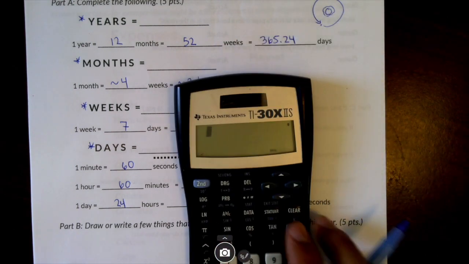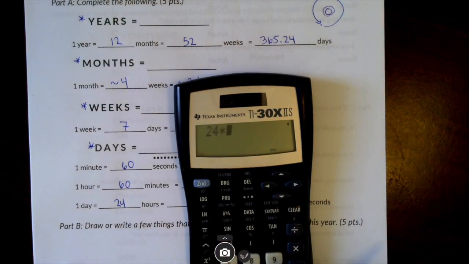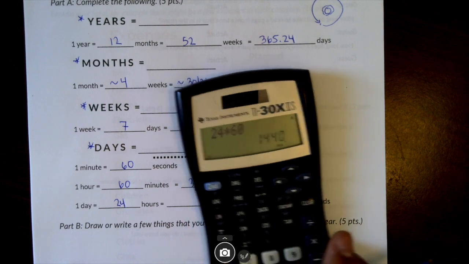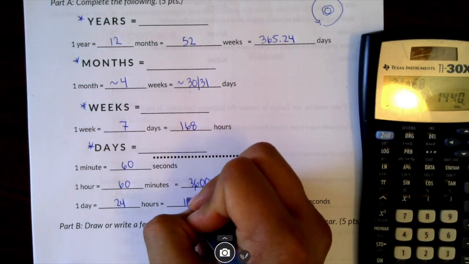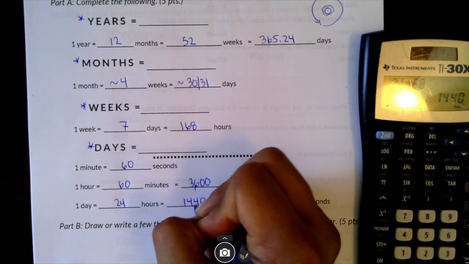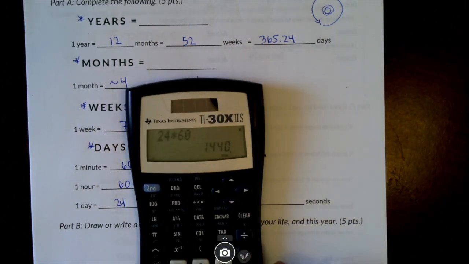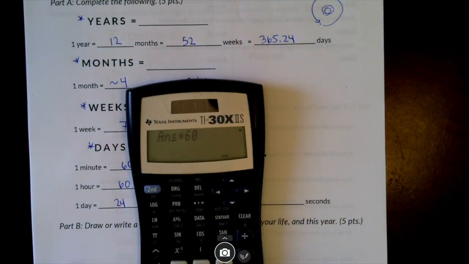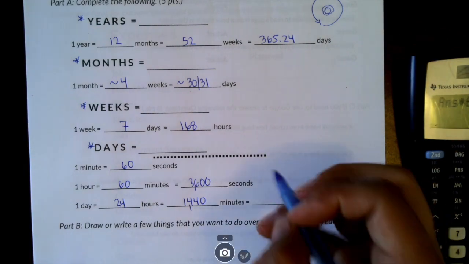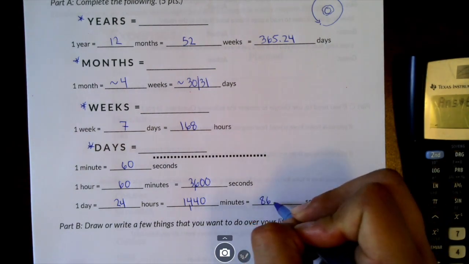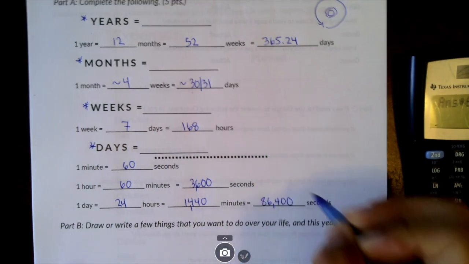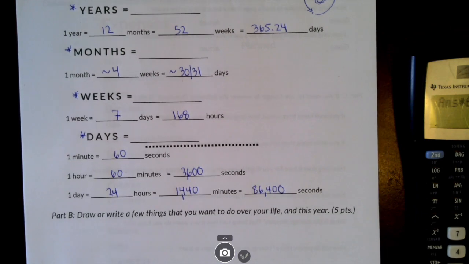1 day is 24 hours, and how many minutes? Let's see, 24 times 60. 1,440. And then in terms of seconds, you multiply that times 60, so it's 86,400 seconds every single day. So that's crazy to think about that.